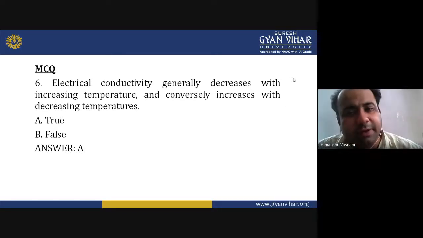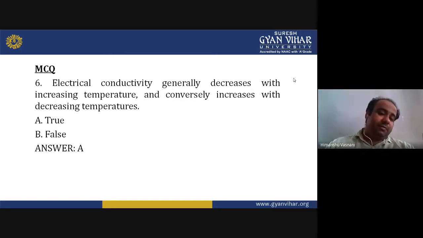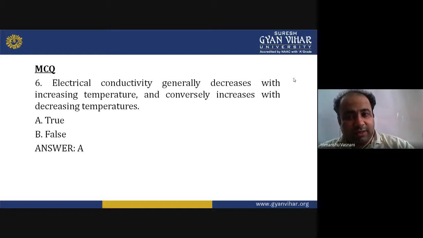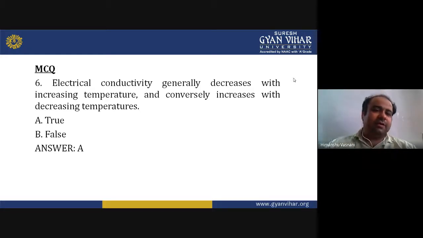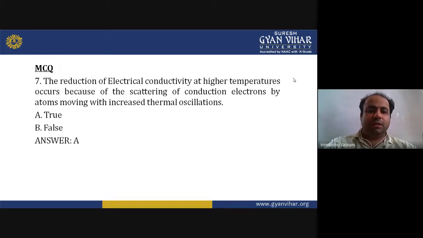The electrical conductivity generally decreases with increasing temperature and conversely increases with decreasing temperatures. So I think it's true in this case. Answer is A. Now, the reduction of electrical conductivity at higher temperatures occurs because of the scattering of conduction electrons by atoms moving with increased thermal oscillations. So what do you think? Is it true or false? The answer is true. A.